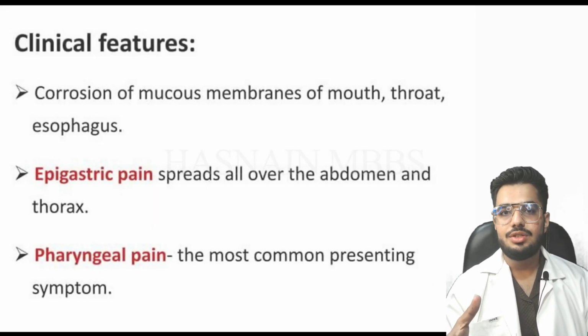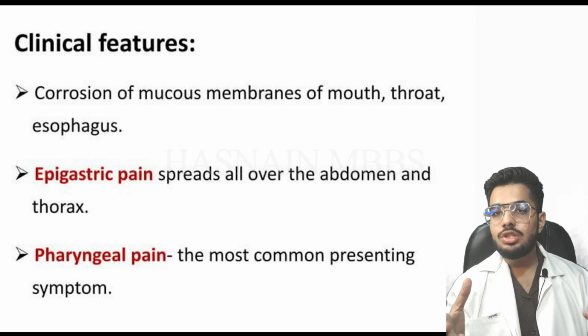Now, clinical features. If someone consumes sulfuric acid for suicide... usually corrosive acids are not used from a homicidal perspective, because they do not fall in the category of ideal homicidal poisons. So usually accidental or suicidal cases are seen. What are the signs and symptoms, and what are the clinical features?